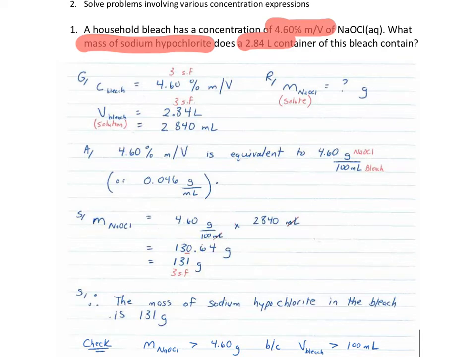Now to solve that, we can take the concentration value that we've converted to grams per 100 mils, and we can multiply that by the volume of the solution, which was originally expressed as 2.84 liters, but we converted it to milliliters to have a common set of units that will cancel out. And multiplying that, we get this value here. Note that the answer is expressed to 3 significant figures because both of the given pieces of information have 3 significant figures.